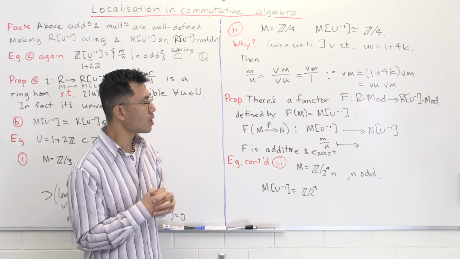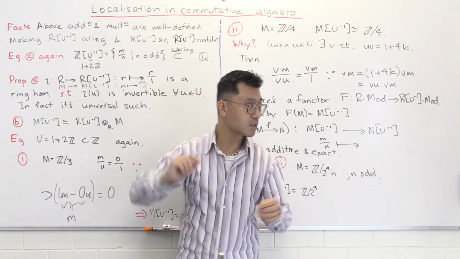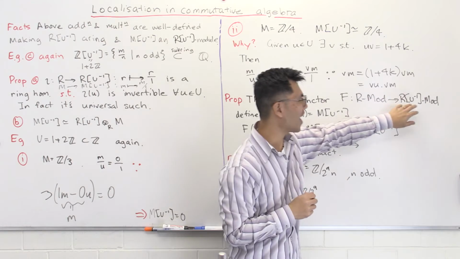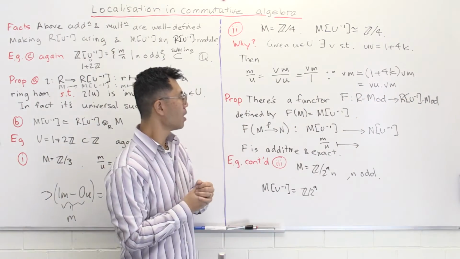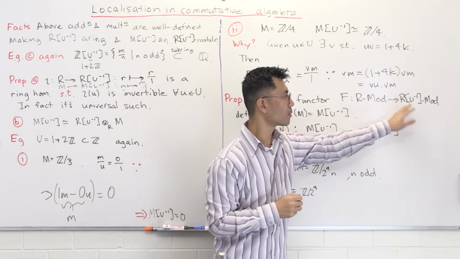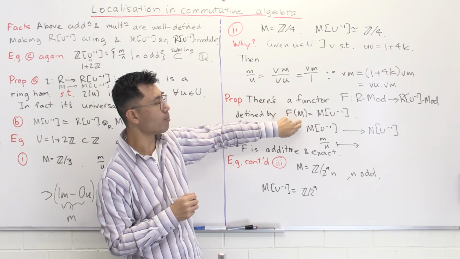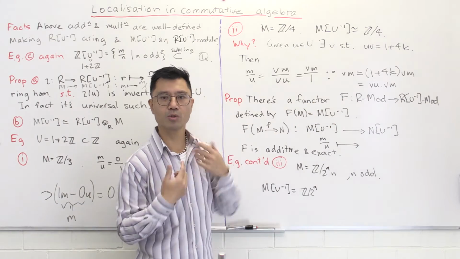Okay, so we've given you a relationship between R and R U inverse. There's also a relationship between the categories from R modules to R U inverse modules. So there's a functor from one to the other. Where does it send an R module? The R module gets sent to the localized M U inverse. That's an R U inverse module, we know.